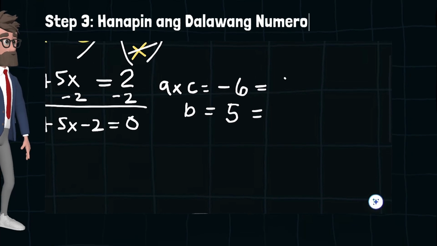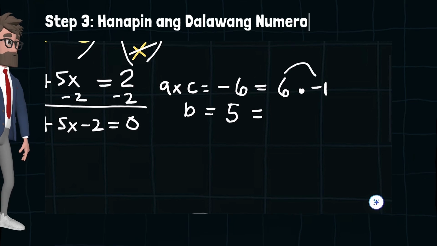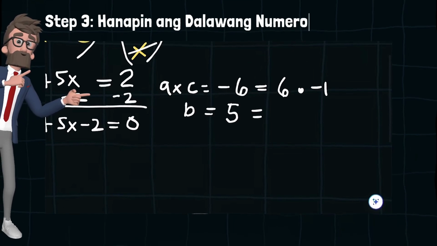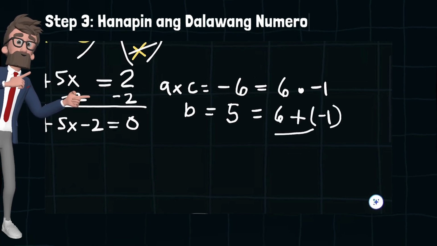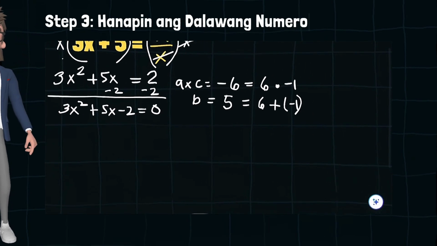Now going back, ang mga numerong ito ay 6 at negative 1. Why? Because 6 times negative 1 is equal to negative 6, right? Also, 6 plus negative 1 equals 5. There you have it. Meron na tayong dalawang numbers.